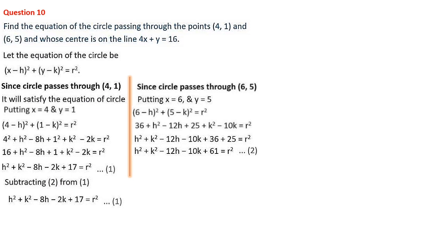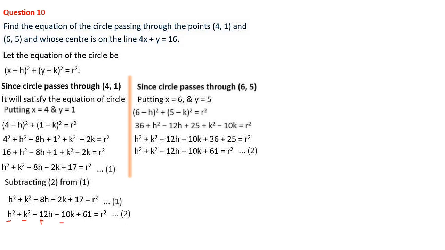Subtract equation 2 from equation 1. That means we take the first equation and the second equation, and we are going to subtract. Subtraction means change the sign of the second equation. This is plus, so minus will be coming. Here also plus, minus will be coming. This is minus, so plus will be coming.